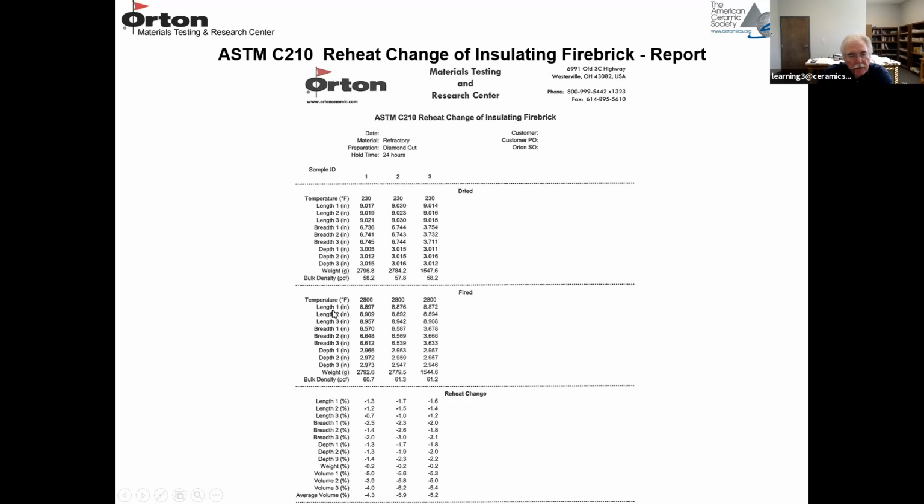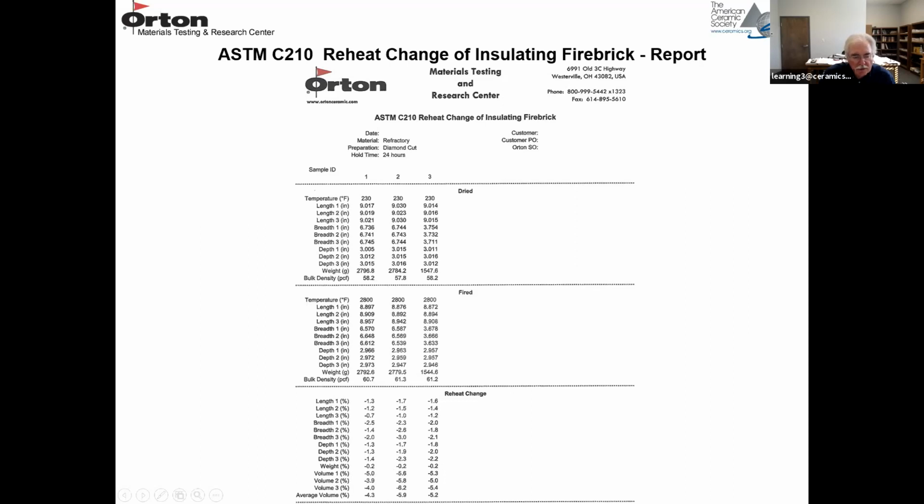Then you fire it, and you measure the 3 lengths, breadths, and depths again, and reweigh it. Now the bulk density is a little bit higher, 60 or 61 pounds per cubic foot. So it did shrink, and it's a bit denser. These are the values for the 3 lengths, 3 breadths, and 3 depths. You can see that they're slightly negative, 1 to maybe 3%. So there's some shrinkage and a little weight loss. And the volume losses in these cases were about 4 to 5%.